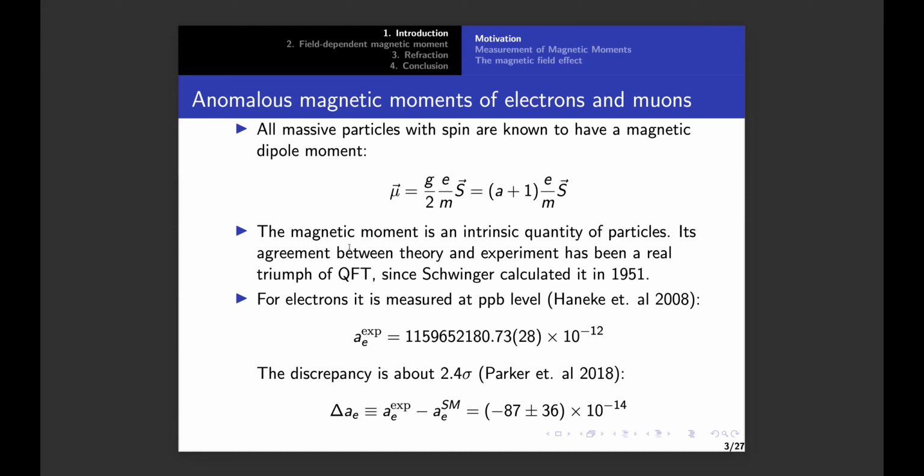Its agreement between theory and experiment has been a real triumph for quantum field theory since Schwinger calculated it for the first time in 1951. Currently, the electron's dipole moment is measured at the parts per billion level. The latest data was published by Hanneke et al., a Harvard group. The discrepancy between theory and experiment is 2.4 sigma. Here, Parker et al., the Berkeley group, improved the theoretical estimation by improving the value of the fine structure constant alpha.